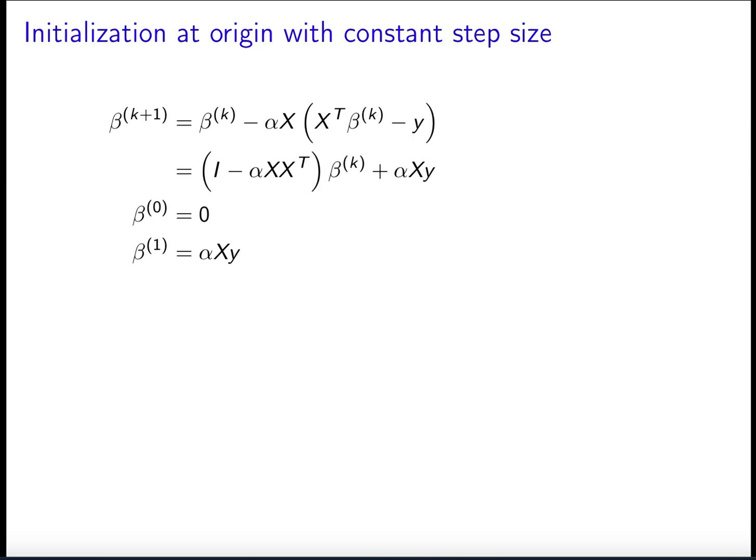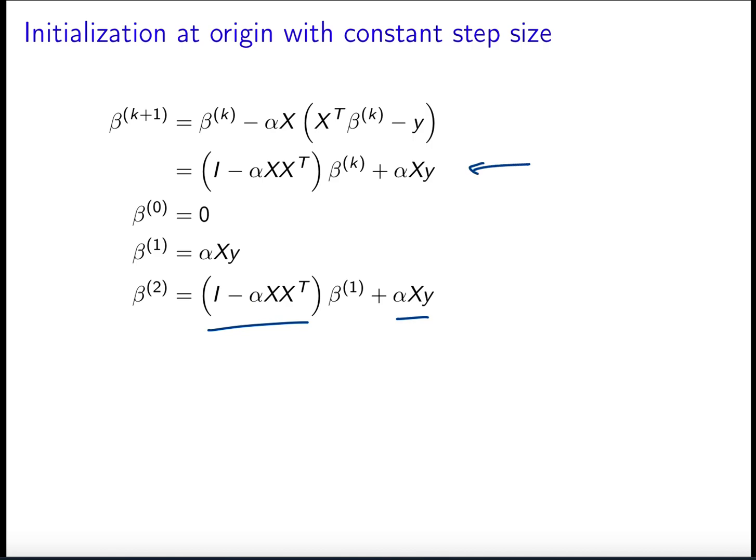So at first we start at 0. Then since this term is 0 at the beginning, we just get this second term. And then we multiply beta 1 by this matrix and we add this term. Okay, we're just basically applying this formula over and over.